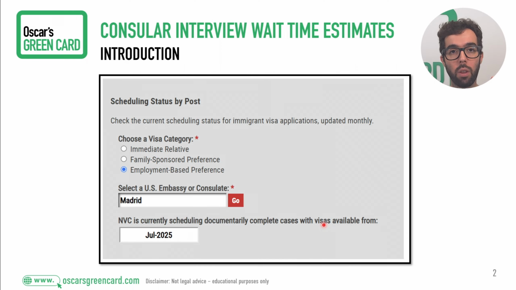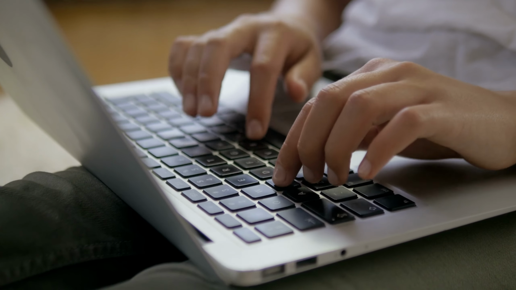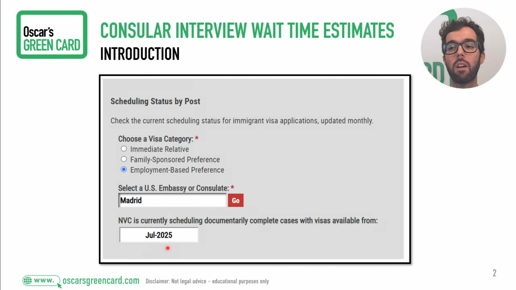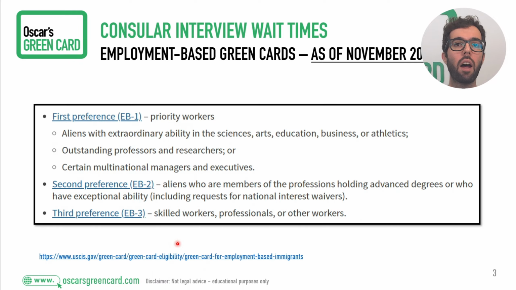So you must go to the visa bulletin and check if your priority date is current based on Table A. What we do in these videos is we convert these dates into months. What would be the estimated time to get your appointment? So let's start with employment-based green cards as of November 2025. Employment-based covers first preference, EB1, and that includes EB1A, extraordinary ability, EB1B, outstanding professors, and EB1C, multinational managers. Then we have EB2, which includes EB-2 NIW, which you can self-petition, and we have EB3 as well.